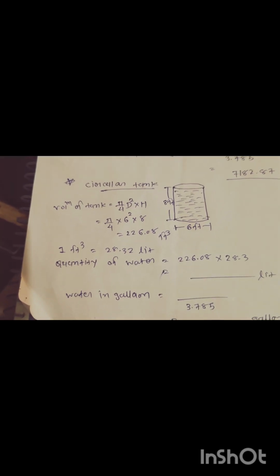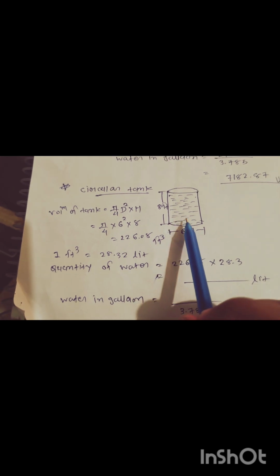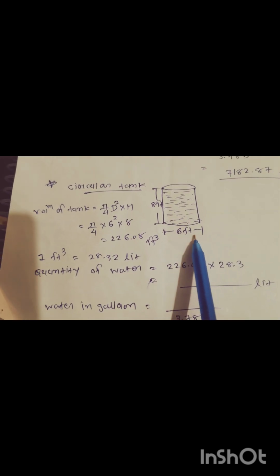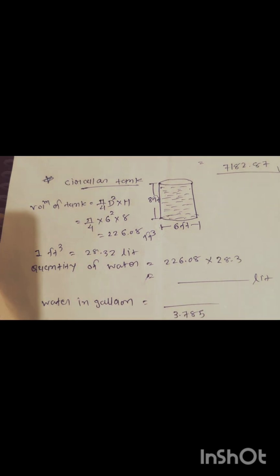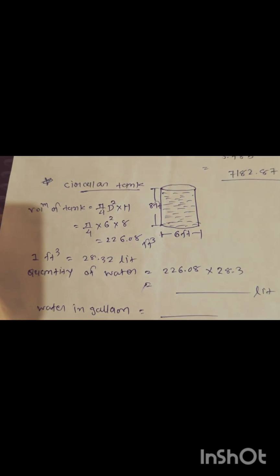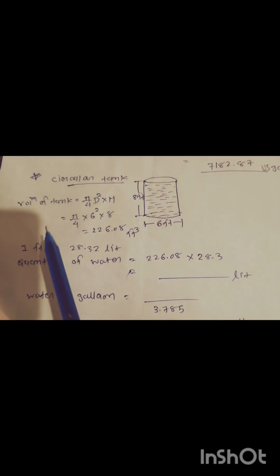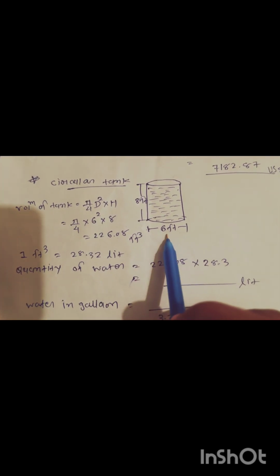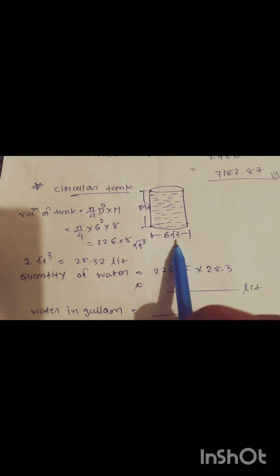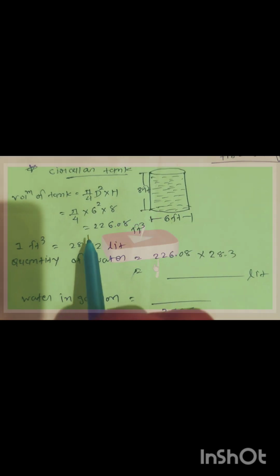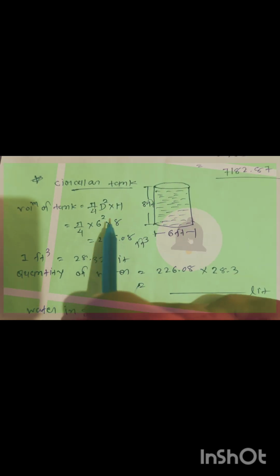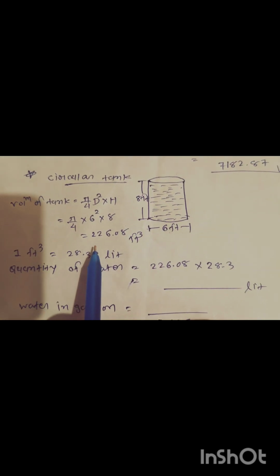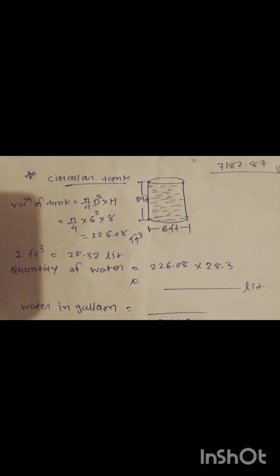Now we discuss a circular tank. For a circular tank with dimensions of 6 feet diameter and 8 feet height, how much water is stored in that circular tank? The volume of the tank we can find by the equation pi by 4 d square h. Here the diameter is 6 feet and the height of the tank is 8 feet. Pi by 4 into 6 square into 8, the volume is 226.08 feet cube.